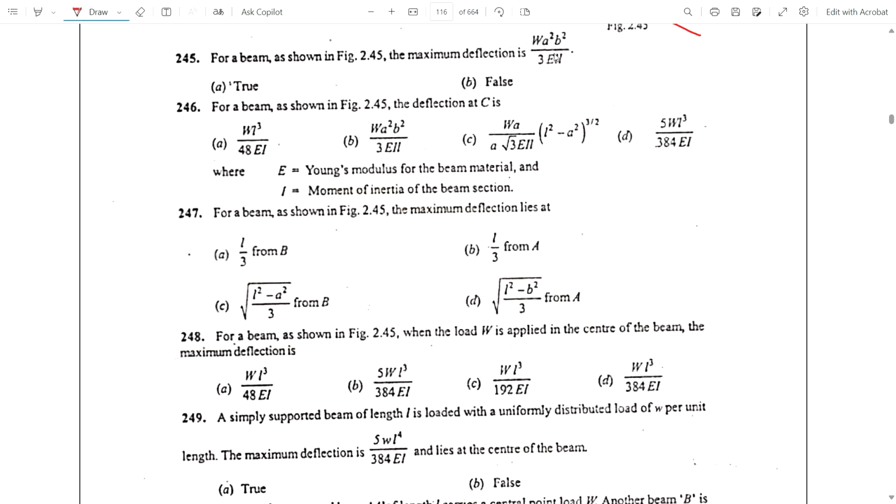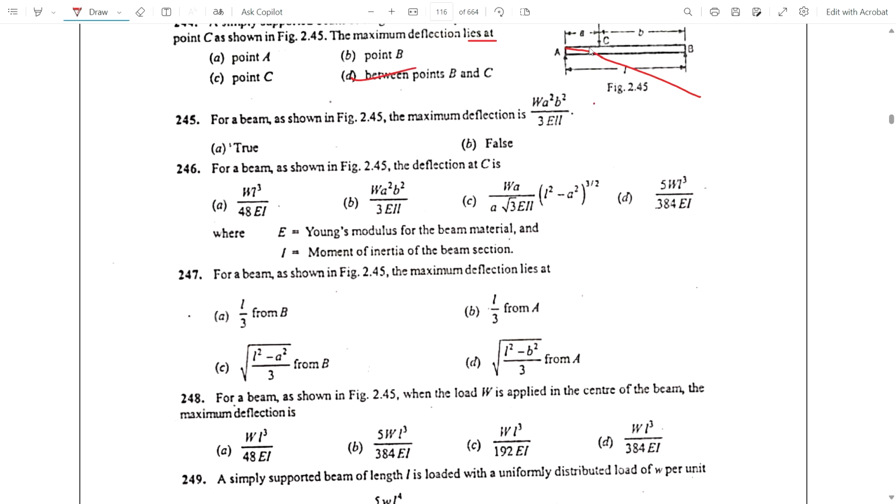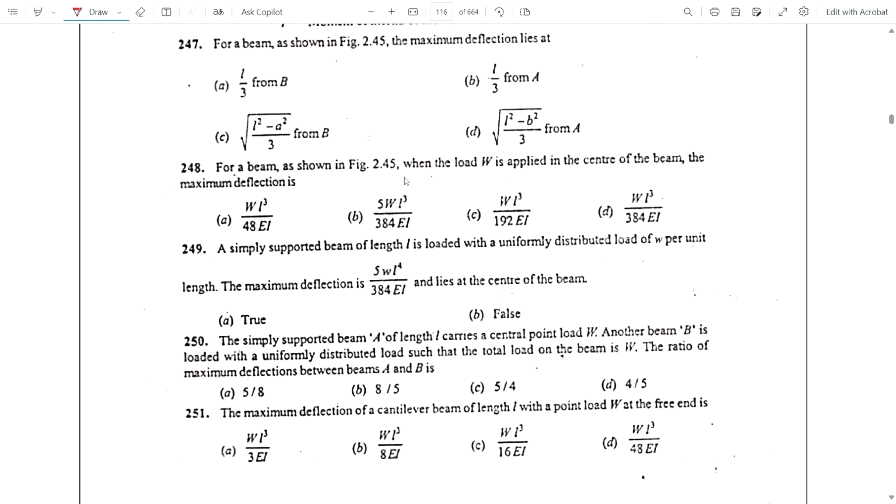Maximum deflection is W a square b square by 3 EI L. We got a formula, but here maximum deflection occurs in the middle, so here it will not be true, so false. Then the question for a beam shown in the figure 2.45, deflection at C will be 3A square B square by 3 EI. Question number B is correct. Okay, look carefully, I am making you practice.